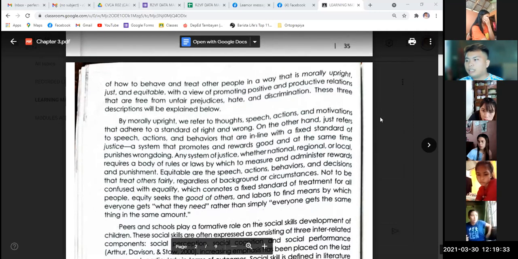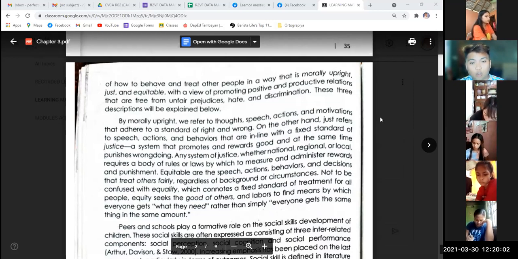Equitable are the speech, actions, behaviors, and decisions. Okay? So that's just refers to speech, actions, behavior that in line with fixed standards. Then equitable is a speech, action, behaviors, and decision that treats others fairly. Okay? So definitely when we are talking about social literacy, it is the understanding of what is right and wrong.